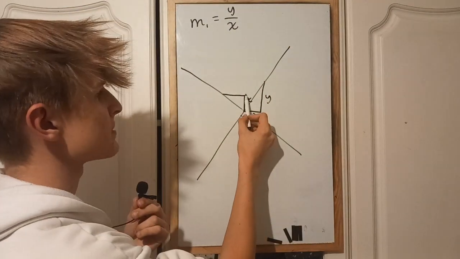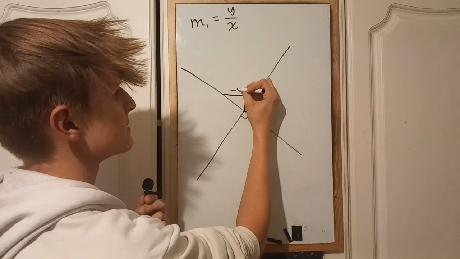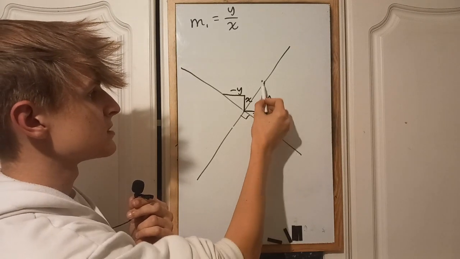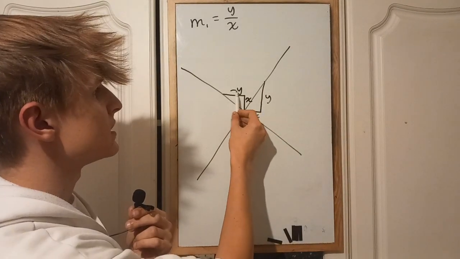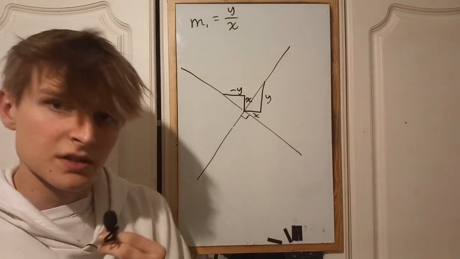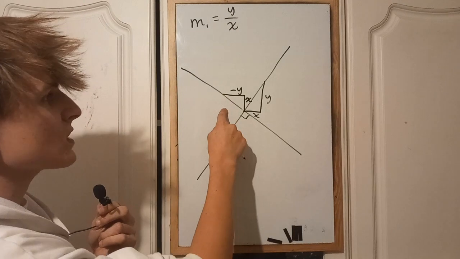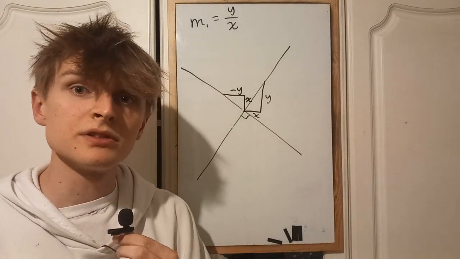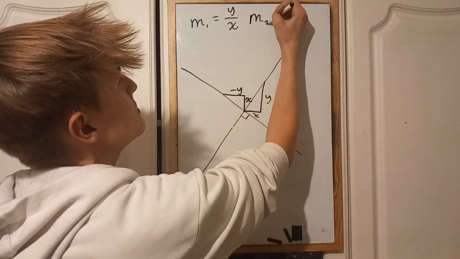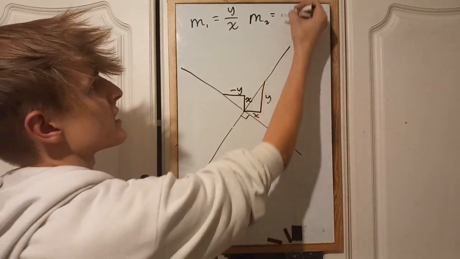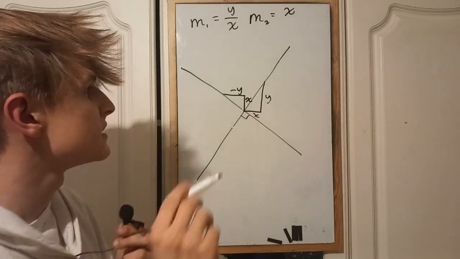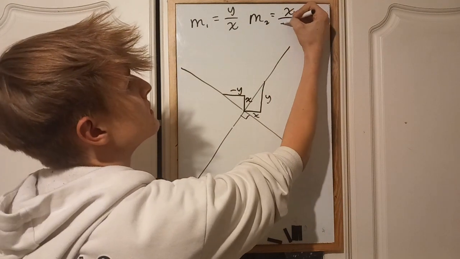So because this step is to the left, we should count this as negative. Take note, you can clearly see that this and this are positive, so negative y will indeed be a negative number. So we know the gradient of m1 is y over x, but what's the gradient of m2? Well, we need to do its change in y divided by its change in x. For m2, its change in y is positive x, and its change in x is exactly negative y.